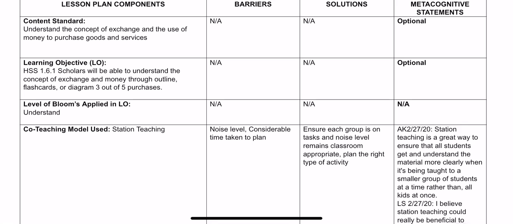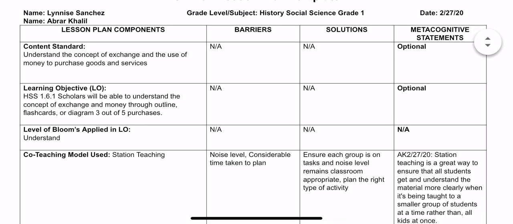That is time consuming. So some solutions we found for these barriers are to ensure that each group is on task and the noise level remains classroom appropriate. We can refresh the students' memory and make them understand that the classroom is at a level 1 right now, so it needs to stay that way. So just to keep reminding them. And also another solution will be to plan the right type of activity. When the right type of activity is planned, this will save us a lot of time from planning, and we won't waste time when it's the correct activity and it works out the way we anticipated.